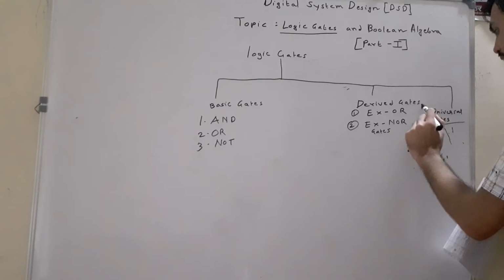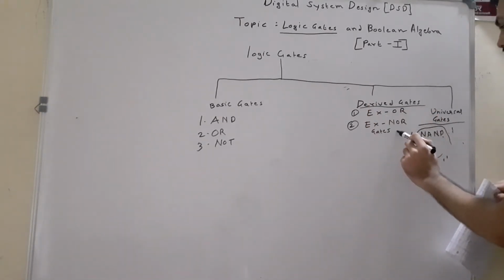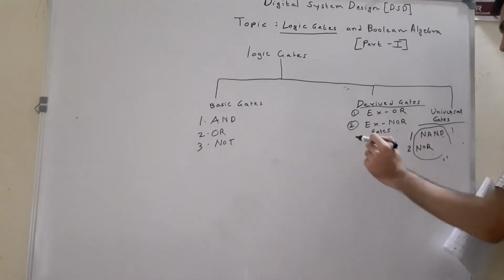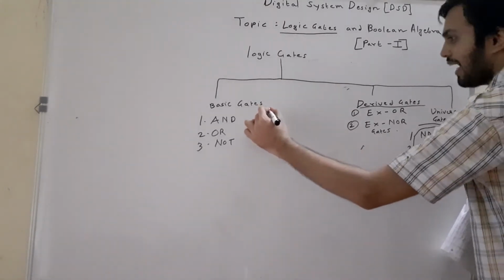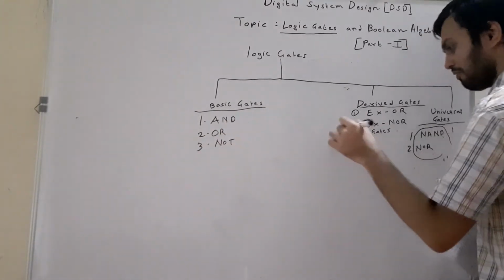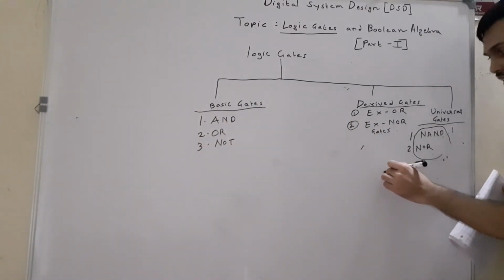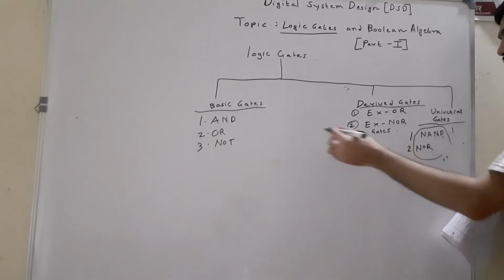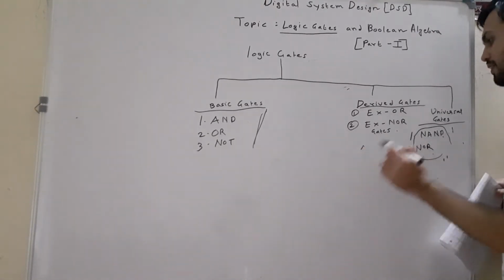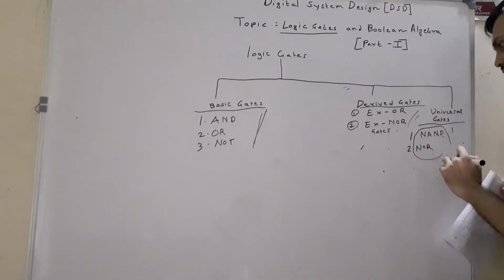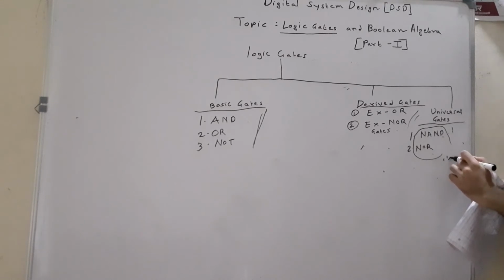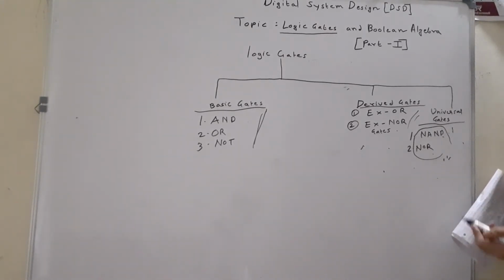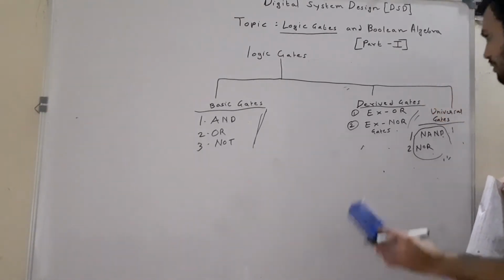And why are XOR and XNOR known as derived gates? Because they can be derived from your basic gates. And basic gates are simply basic because you can't derive them from others, but you can create different types of combinational circuits or derived gates from these basic gates. So these are known as basic, these are known as derived, and these are known as universal. This universality concept we are going to study later, but in today's class we are going to just briefly understand what logic gates are and what ICs are available.